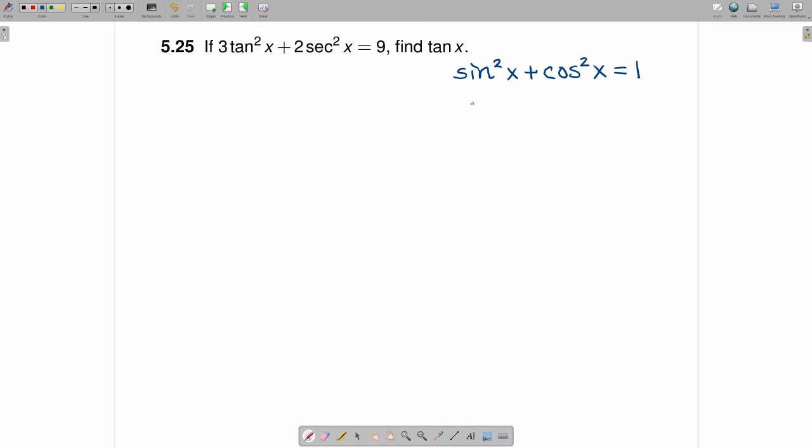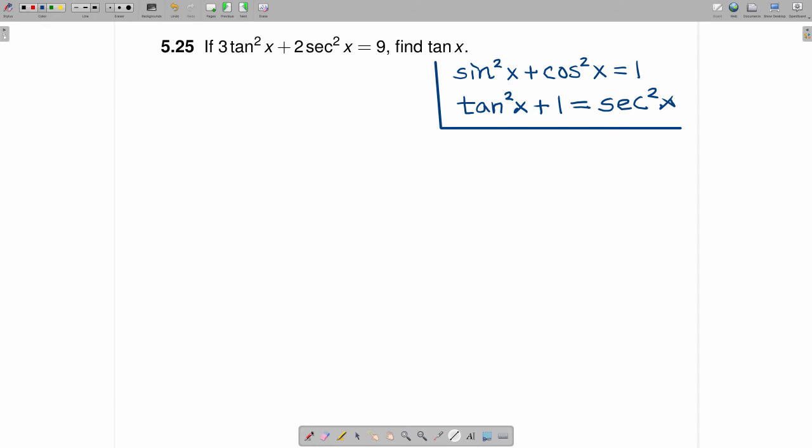Here we get sine squared divided by the cosine squared. That's the tangent squared of x. If we divide this term right here by cosine squared x, we get 1. If we divide this term by cosine squared x, we get the secant squared of x. So now notice we've got tan squared and secant squared in the formula, and we are going to be able to use this formula here at the bottom to help us solve the original question.